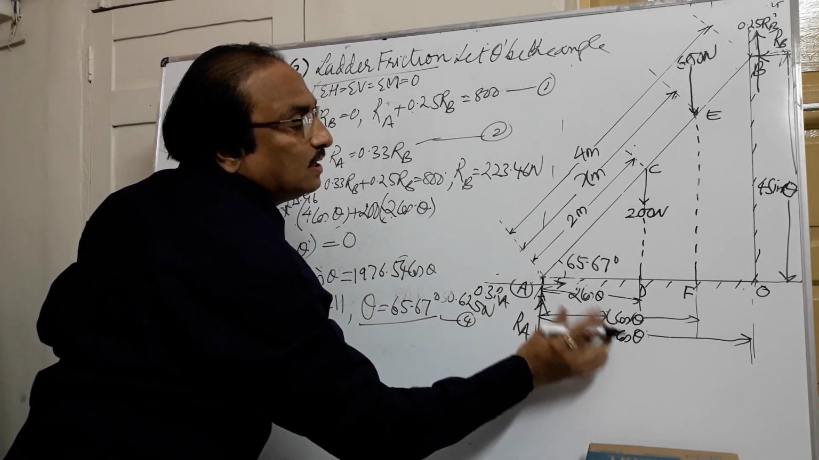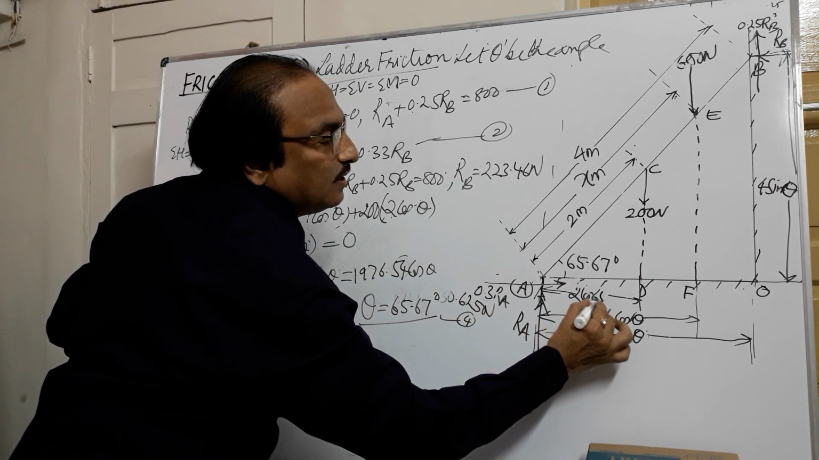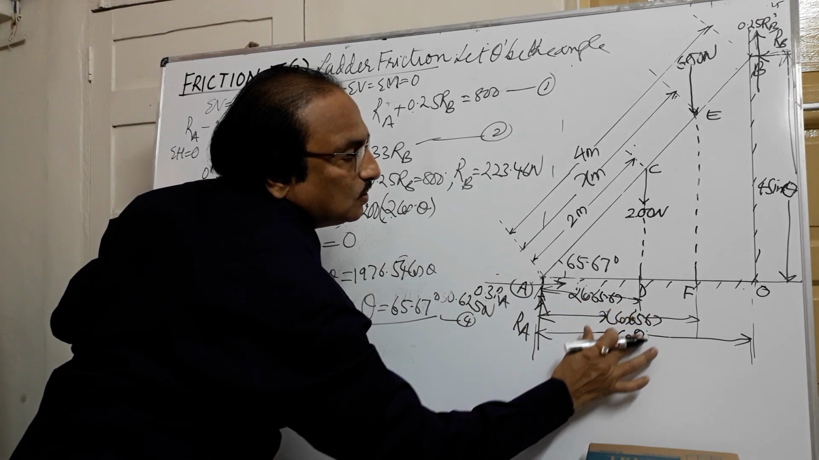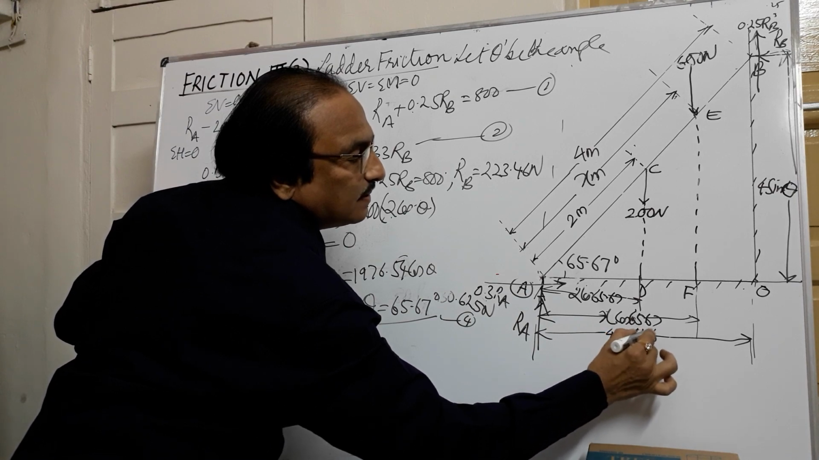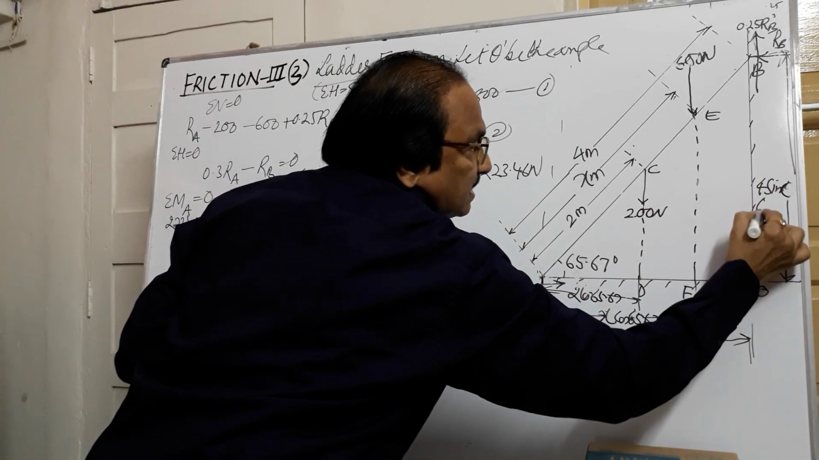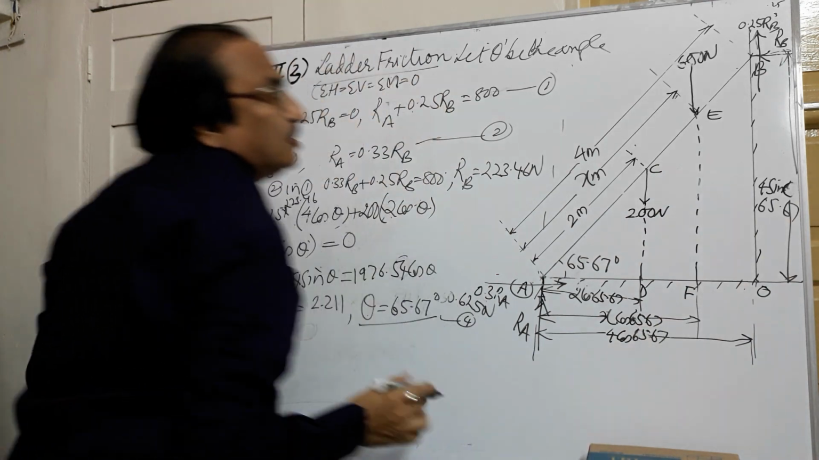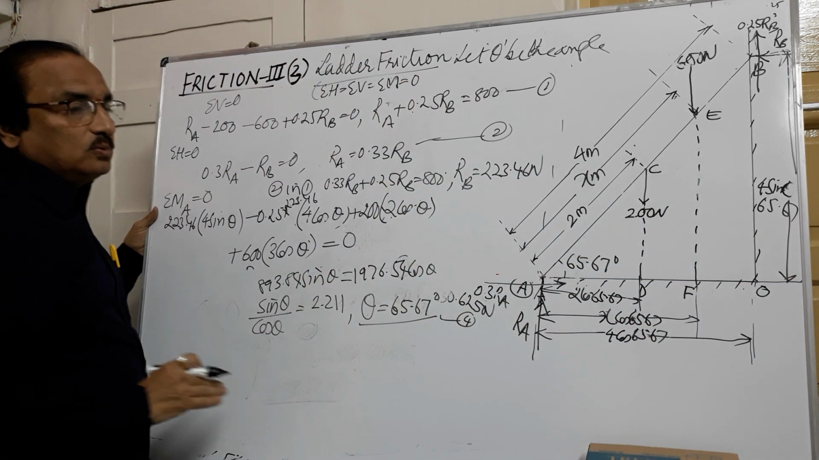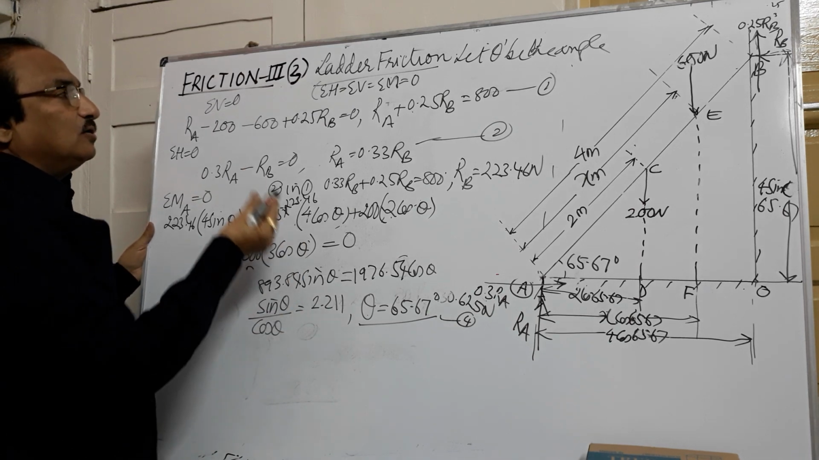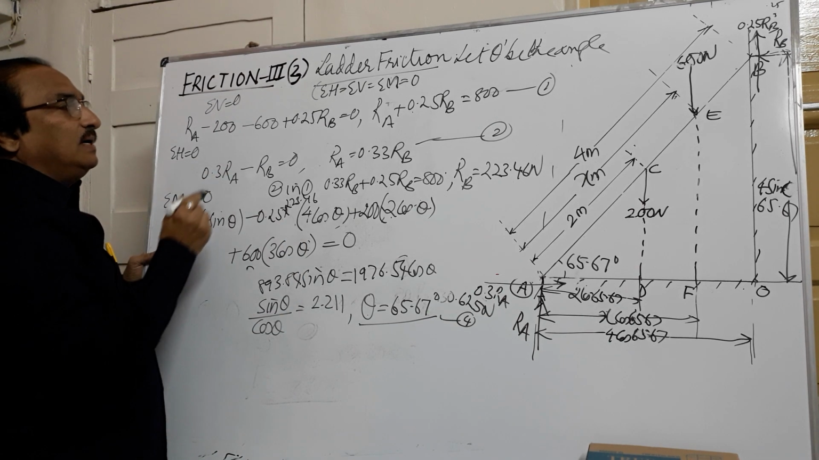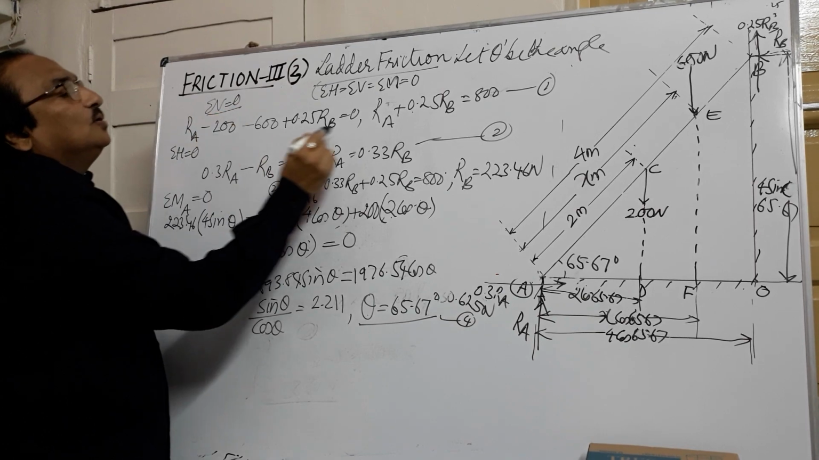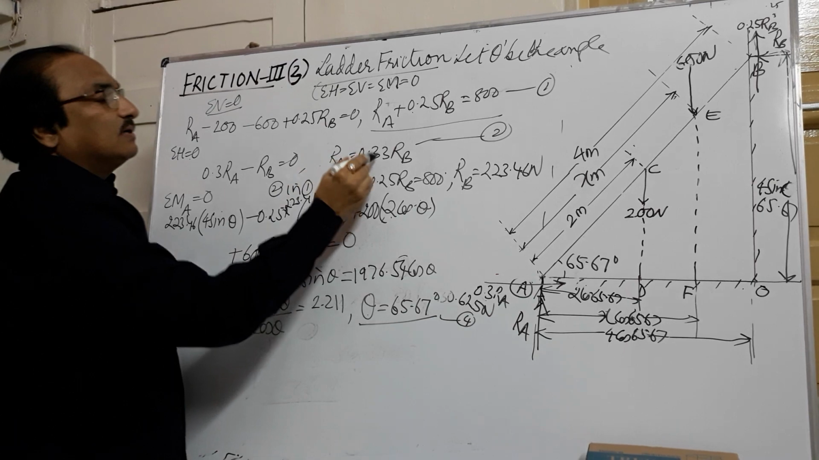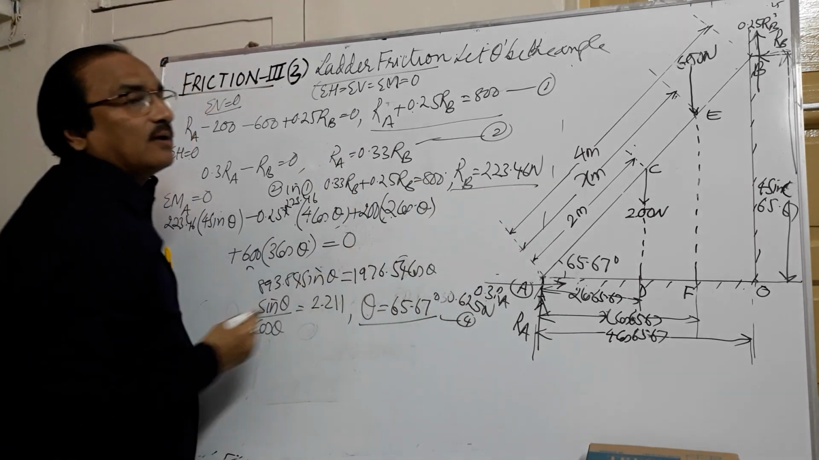This remains the same. Theta is known to you, 65.67. Here also this angle is 65.67. You will have to find out the distance x. To do that, again you will have to follow the conditions of equilibrium. If I follow sigma v, you get the same equation. If I follow sigma h, I get the same equation. We get directly the value of RB.